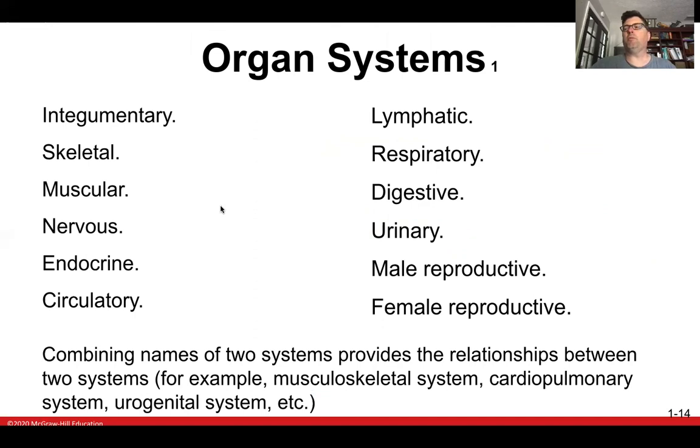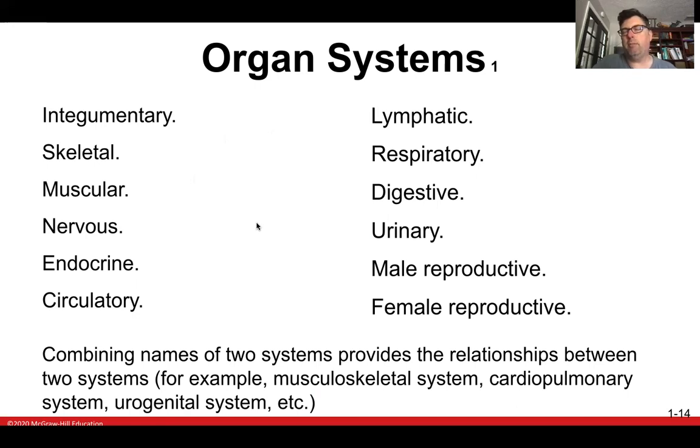The organ systems, we're going to be looking at most of these in quite some detail, so I'm not going to go into all of them right now, but here is an overview of the list that we'll be looking at later in the unit and later in the course. Got integumentary, skeletal, et cetera, et cetera.